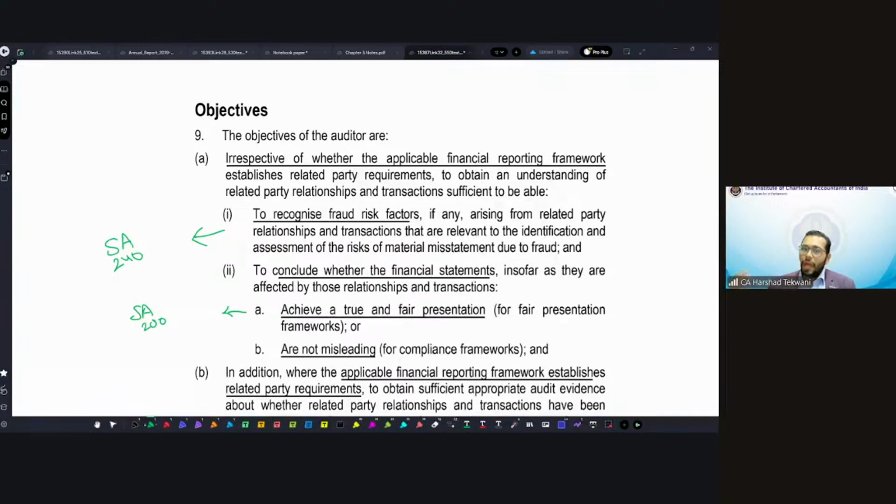Now, in simple terms, how will you test that related party transactions are at the arm's length price and they are not misleading, or that fraud is not there in them? How will you do this? Forget about the standard. Let's say you are given an audit. Tomorrow you need to start with the related party transaction testing. What will you do? How will you test? How will you obtain sufficient and appropriate audit evidence?